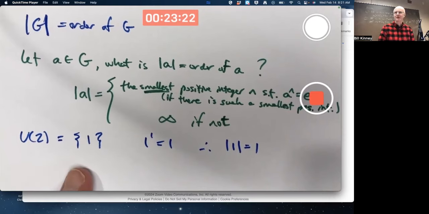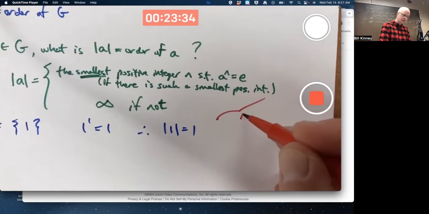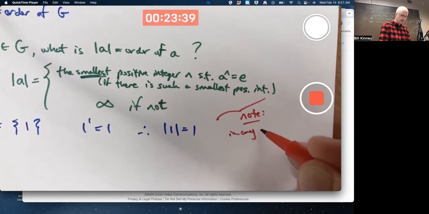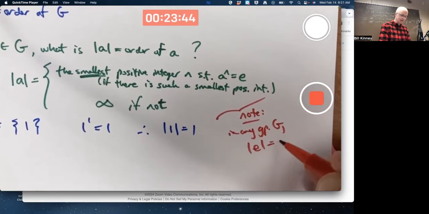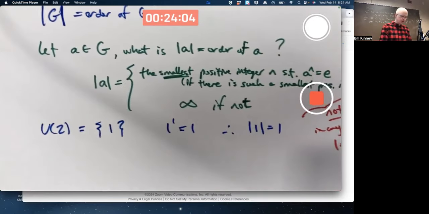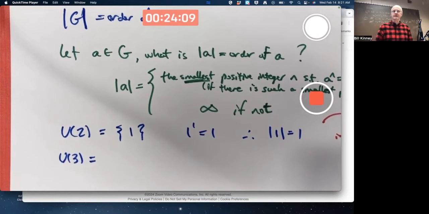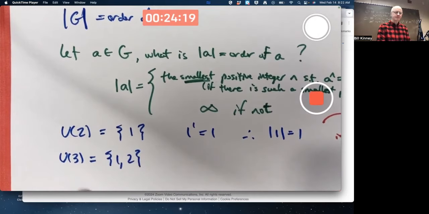This is a trivial group, okay? In fact, the order of the identity in any group is 1. Note, in any group G, the order of the identity is 1. What about the group U of 3? Group of units modulo 3. As a set, all positive integers less than 3 that are relatively prime to 3. There's 2 of them, 1 and 2.